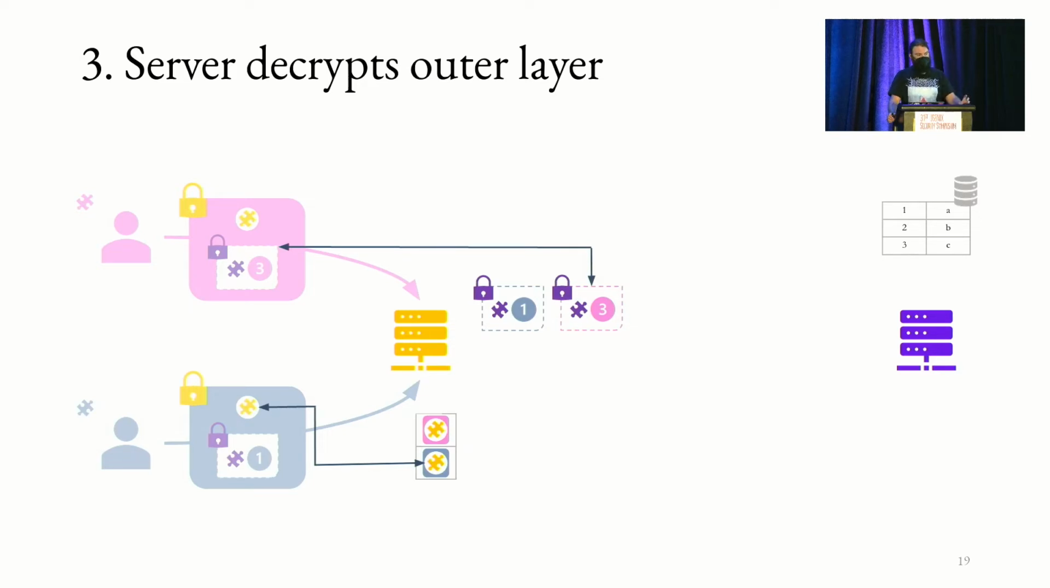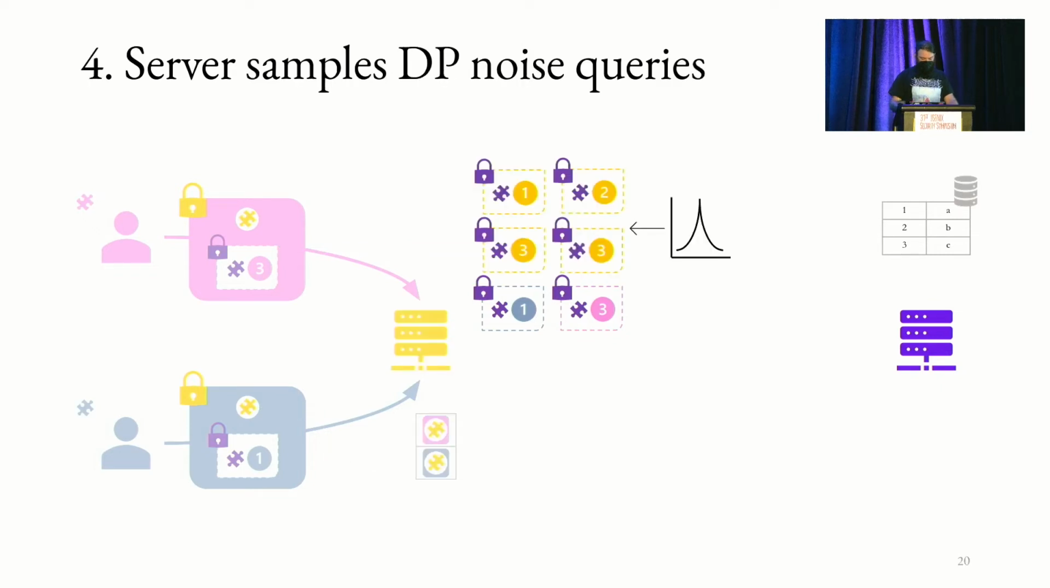The server decrypts the outer layer of every onion. Note that while it can decrypt the outer layer, it can't decrypt the inner layers because it doesn't possess the right private key. Right? So the server can't learn the contents of any of these queries. Now, the decryption of the outer layer provides the server with 2 outputs: the masks, which it will store for later use, and the inner layer of the cipher.